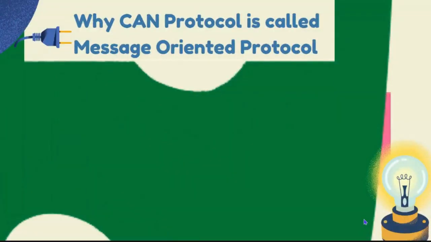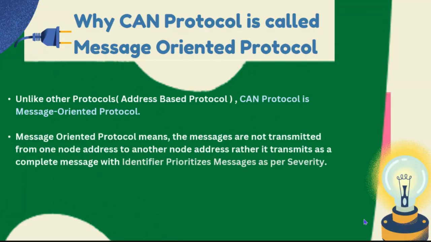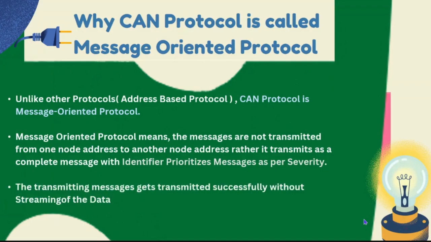Why is the CAN protocol called a message-oriented protocol? Unlike other protocols, it is completely an ID-based protocol, not address-based. Message-oriented means the messages are not transmitted from one node to another with the help of an address. Based upon the identifier priority, the message that is chosen will be transferred, and the transmitted message gets transmitted successfully without streaming of the data.